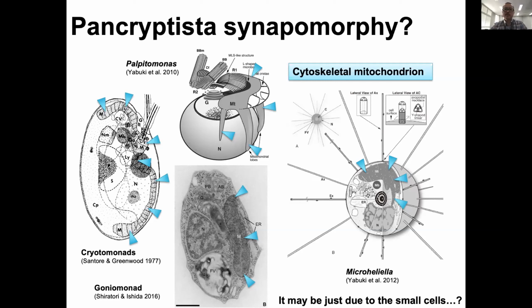However, many members of Cryptista are just small cells. Therefore, it may be just due to the small cell size. But some cryptomonads have large cells, and they have a single mitochondrion. So I want to think this characteristic is a synapomorphy of Cryptista.